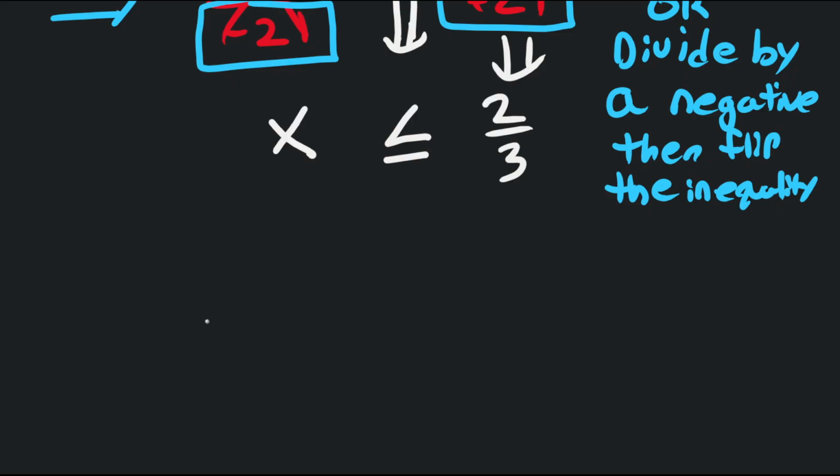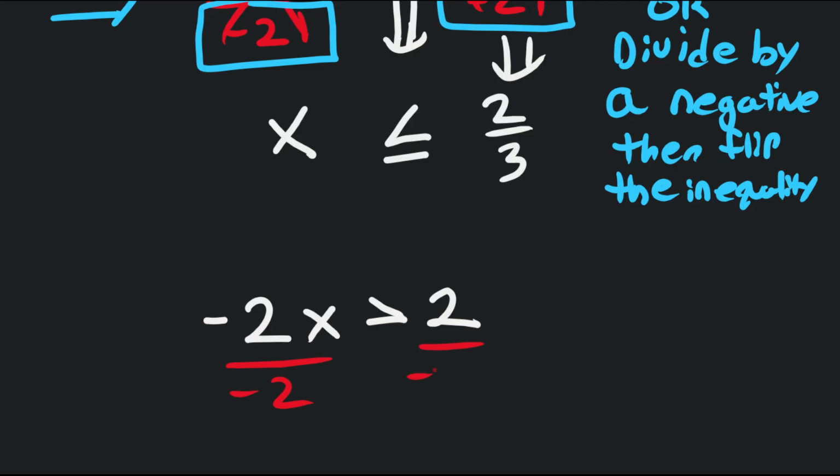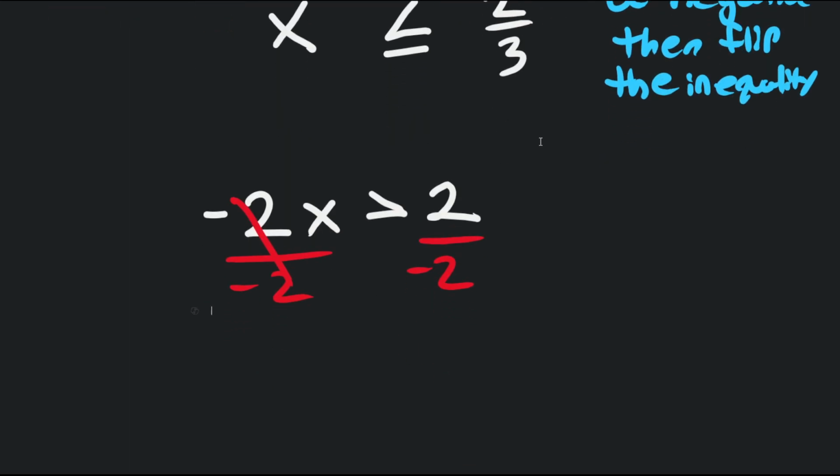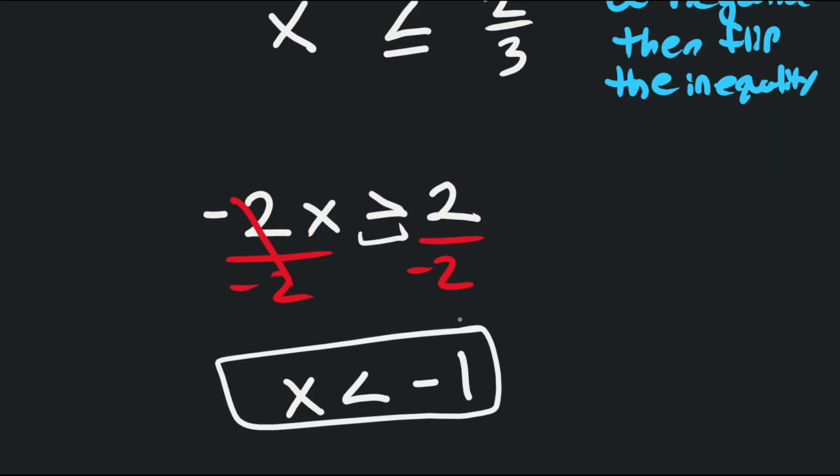Let's say we had negative 2x is greater than 2. Well, to get rid of the negative 2 and isolate the x, we can divide both sides by negative 2. And what does this come out to? This comes out to x. And then we have to flip this greater than symbol to a less than symbol. And what's 2 over negative 2? That is negative 1. So x is less than negative 1 would be our answer in this little mini example.